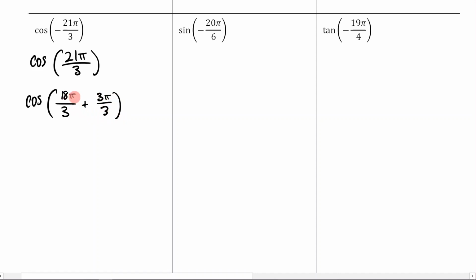So important here, 18π plus 3π is 21π. And then what's also important here is that 18π divided by 3 is going to be 6π. And then here, this is going to be π.